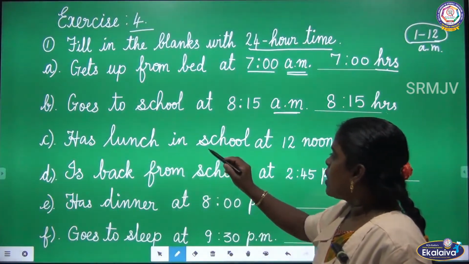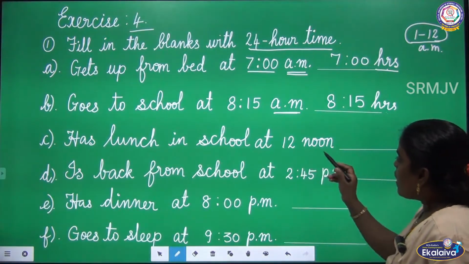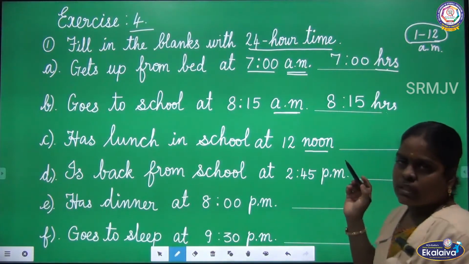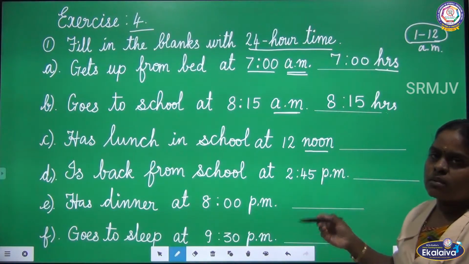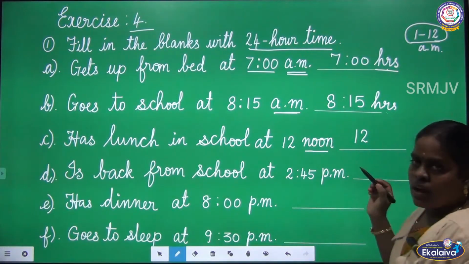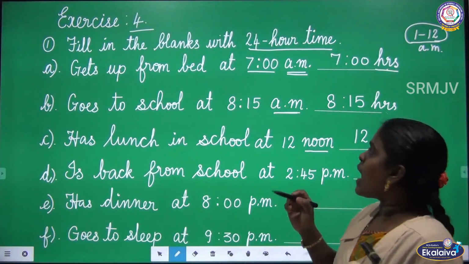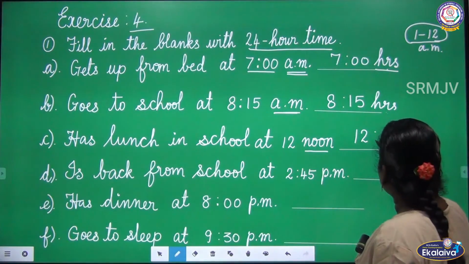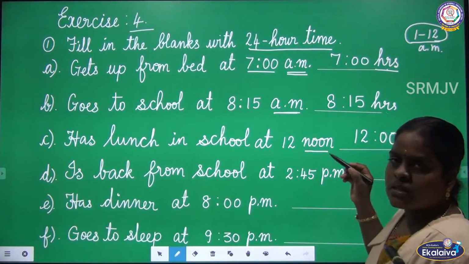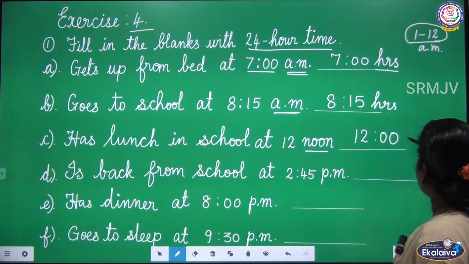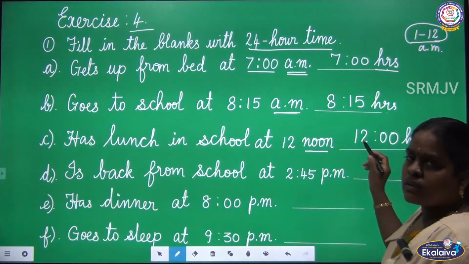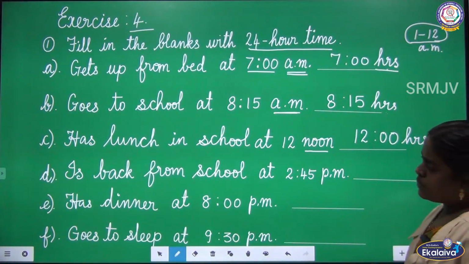Has lunch in school at 12 noon. So till noon we have to use AM and add the term hours. Write down the given number. It is 12. I have told you in 24 hours clock we have to use 4 digits. So in the minutes place you just add 2 zeros and the term hours. So 12 noon equals 12 hours.